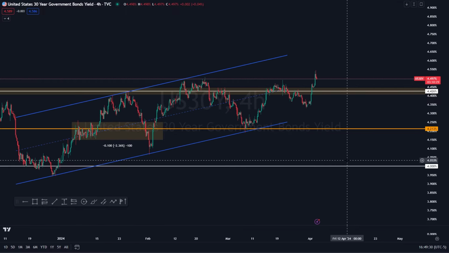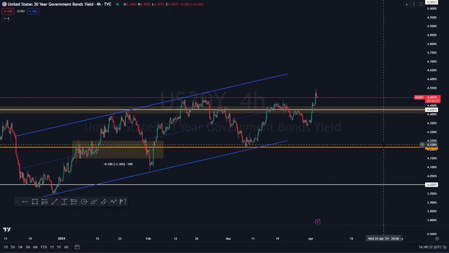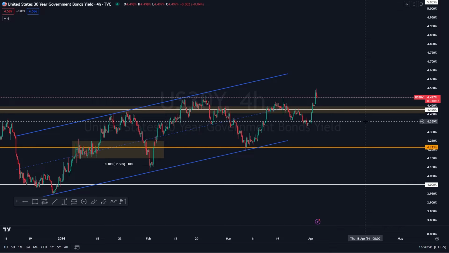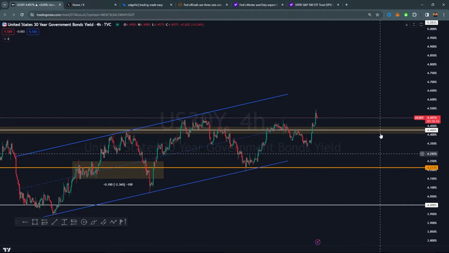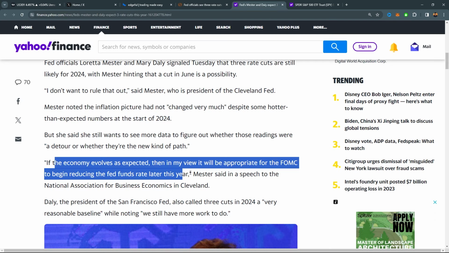And the longer this holds up, the more you have to expect growth to slow. The acceleration on growth should just get slower and slower. And that's kind of what they were talking about with Fed Daly and Mester that I mentioned back here, right? So how the economy evolves as expected, and they kind of want to see that slow down as well. So that's what we'll see there.